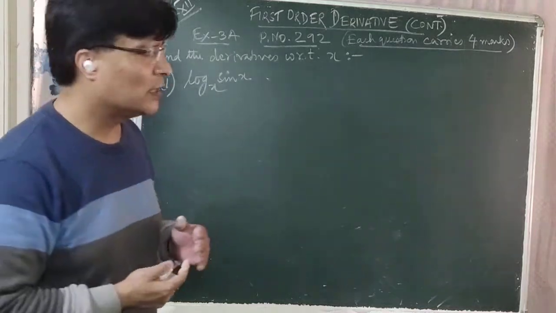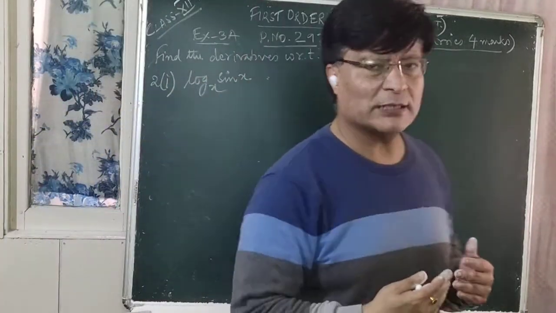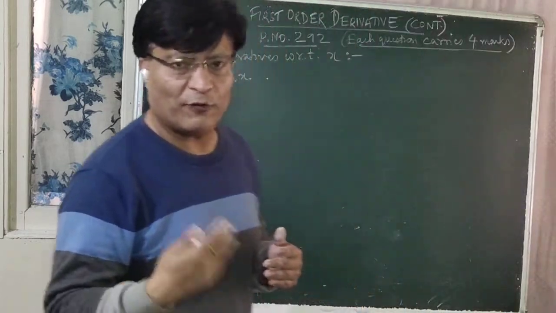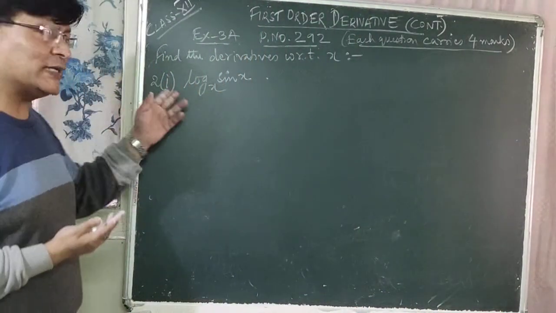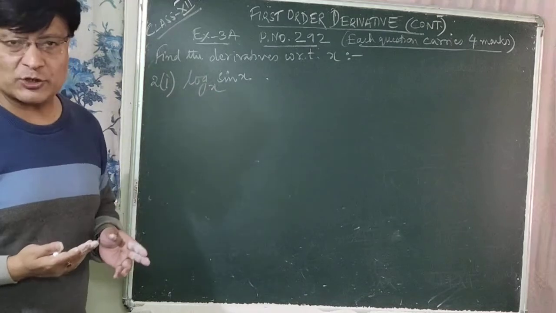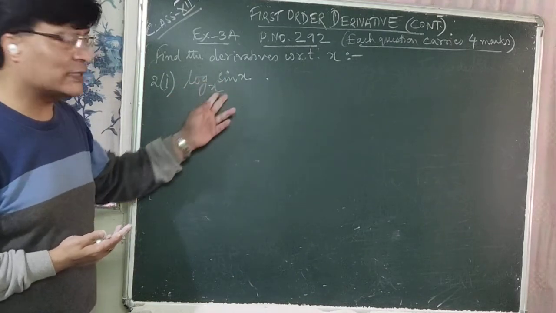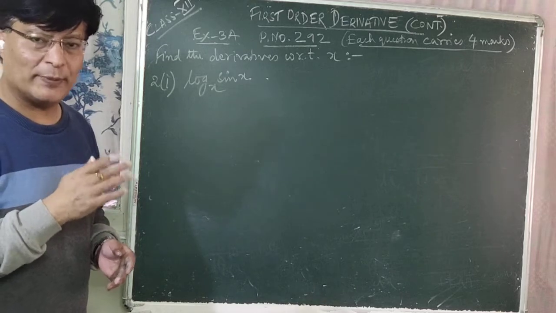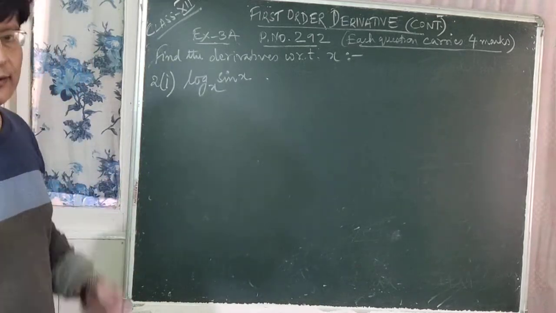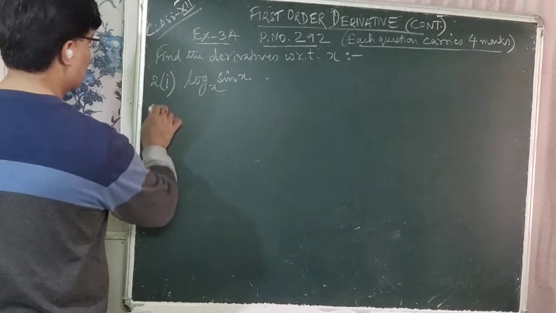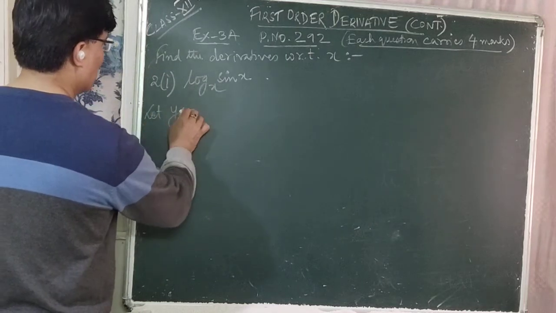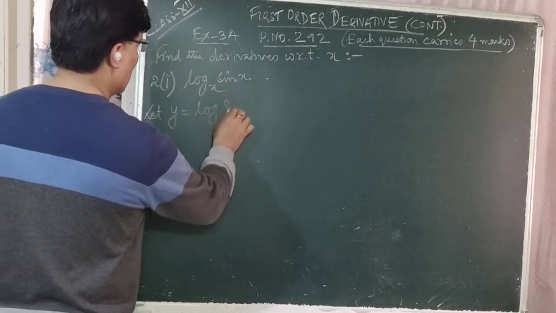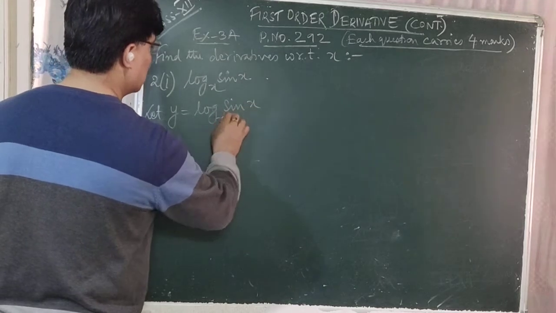But here the base is given as x, that is also a variable, right? So if that variable x is given as a base, you should write it in terms of fraction. You know how to write this term in terms of fraction. You know that log sin x divided by log x, and the base will be there, e. The base will be e there, isn't it? So you can differentiate now. So let us write first, let y is equal to log sin x base x.